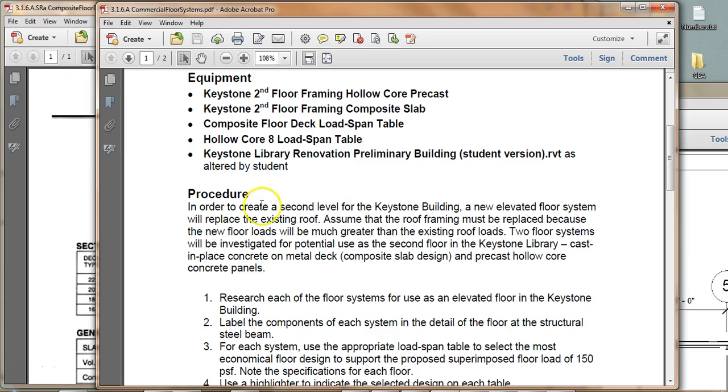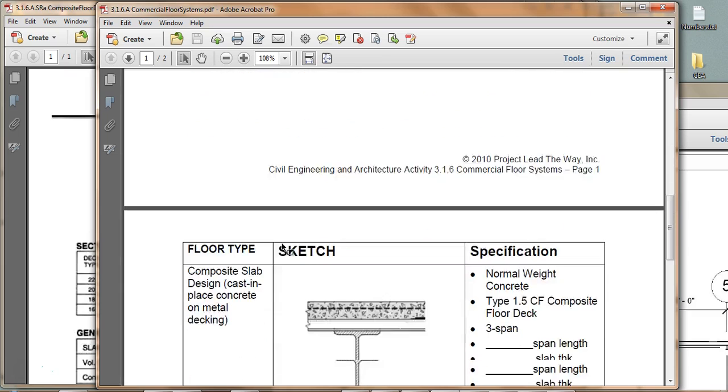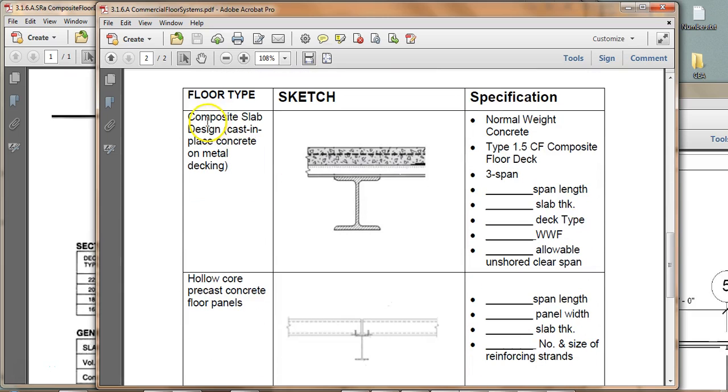So starting here with procedure, in order to create the second level of our library, we need to know what kind of slab we're going to use for our second floor. So we're going to research each of the floor systems that we could use and decide which one's best. You're going to label the components of each system in the detail of the floor at the structural steel beams. And if you look at the back or the second page, here's our two we're going to look at: composite slab design, cast in place, and the hollow core. Those are the two we're going to consider.